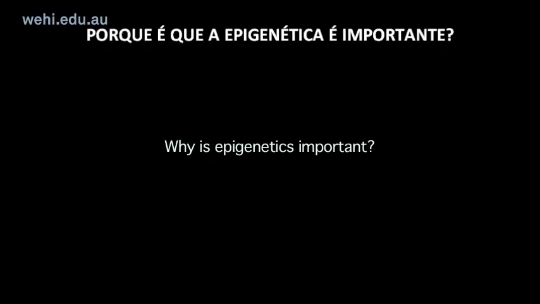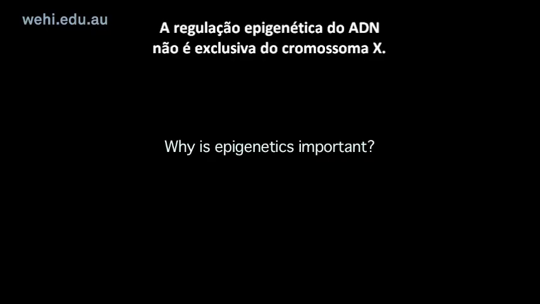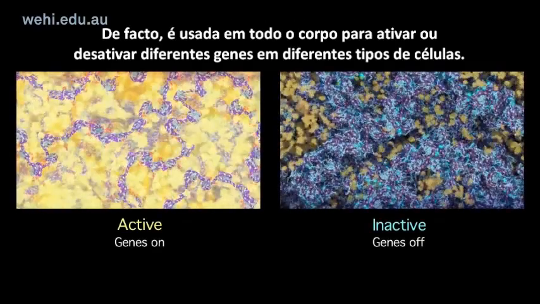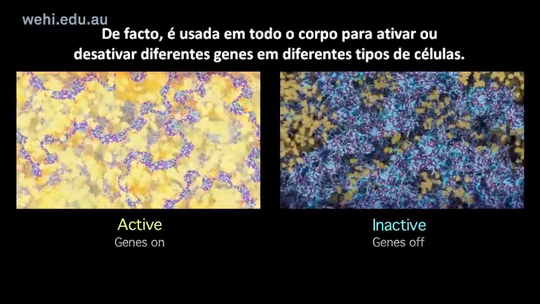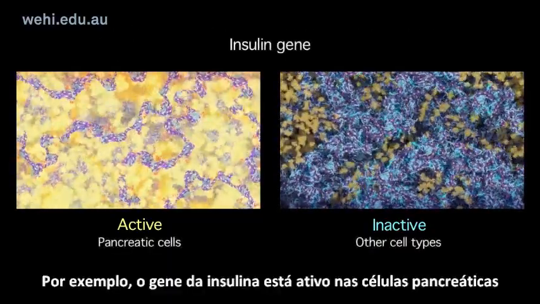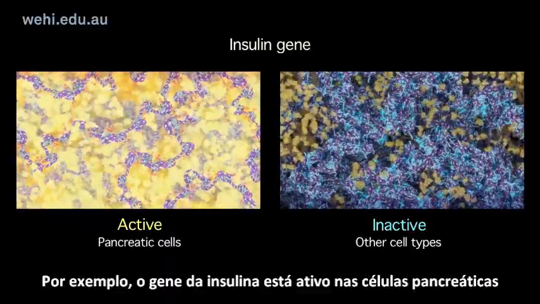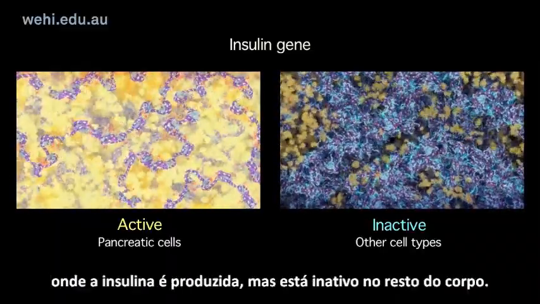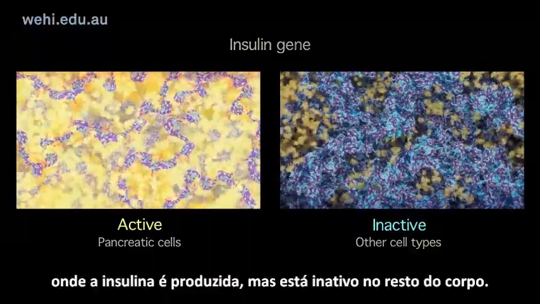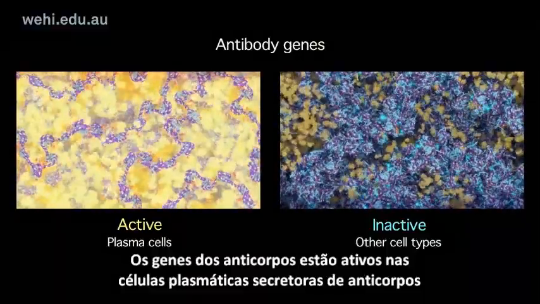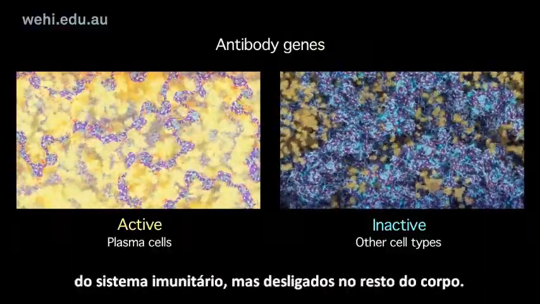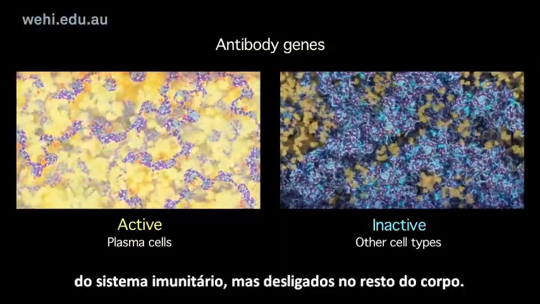Why is epigenetics important? The epigenetic regulation of DNA is not peculiar to the X chromosome. In fact, it is used throughout the body to turn different genes on or off in different cell types. For example, the insulin gene is switched on in pancreatic cells where insulin is made, but is inactive elsewhere in the body. Antibody genes are active in the antibody-secreting plasma cells of the immune system, but switched off elsewhere in the body.